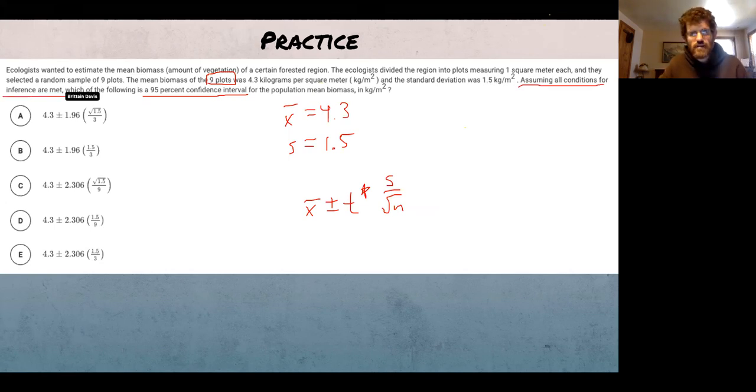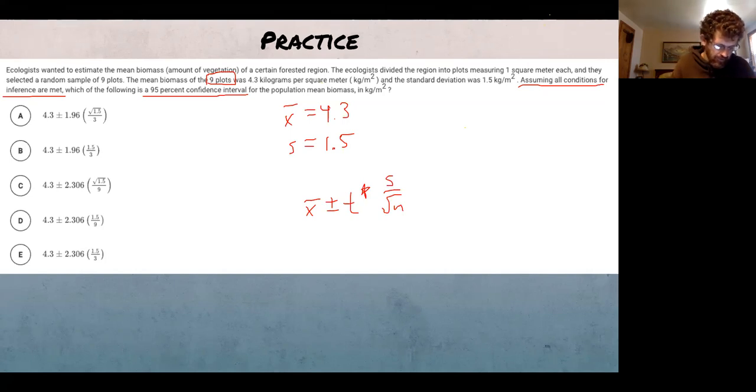So we're assuming this is still normal. Maybe the population is normally distributed. Maybe they did that final method and they checked the actual distribution of the sample and determined it was normal enough. Whatever the case, they have given us that all conditions for inference are met. We don't need to worry about that.